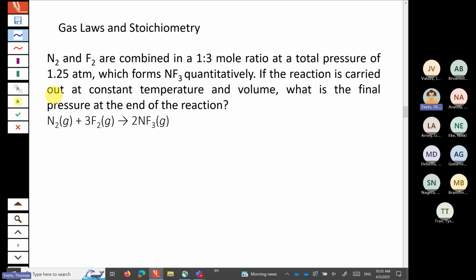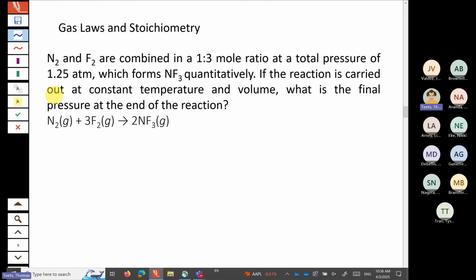So here we have one where nitrogen and fluorine are combined in a 1 to 3 mole ratio at a total pressure of 1.25 atmospheres, which forms NF3 quantitatively. If the reaction is carried out at constant temperature and volume, what is the final pressure at the end of the reaction?